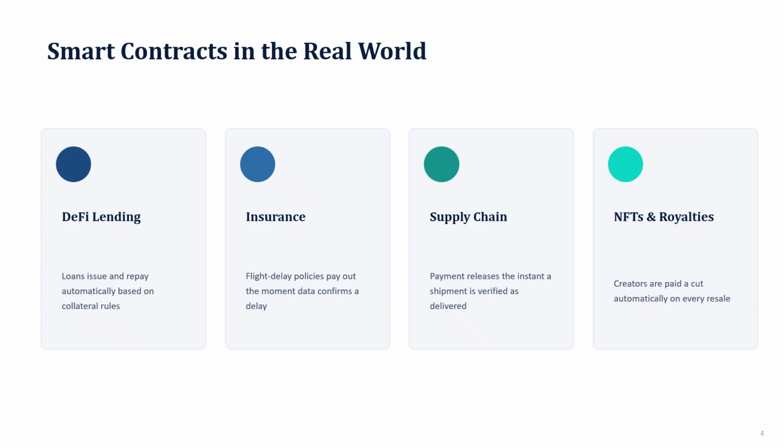In supply chains, payment can release the moment a shipment is confirmed delivered. And with NFTs, a smart contract can pay the original creator a royalty automatically every single time the piece is resold.